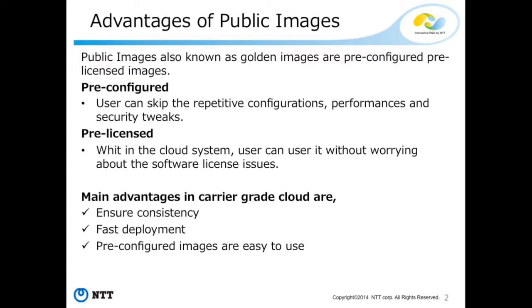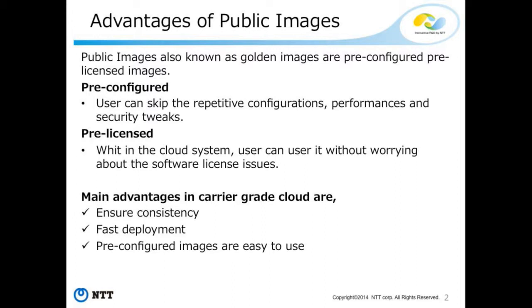First of all, I would like to discuss what a public image is. A public image is also known as the golden image, which we use in the cloud to give our users the basic images. In the carrier grade cloud, there's a vast number of users, and most of them are not interested in how to configure a server and how to install software. They just need something to work instantly. So that's why we create this pre-configured, pre-licensed image, so they can create a VM in a few seconds.